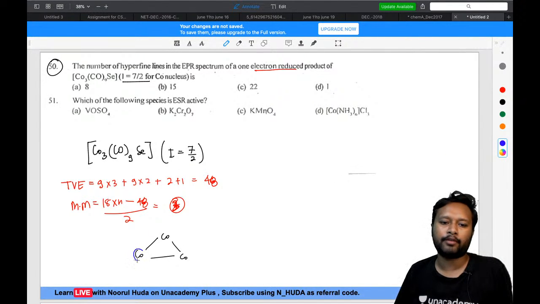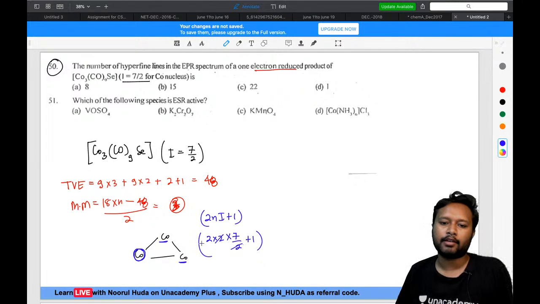Now if you are talking about one of the cobalts, it is going to split because of the other two cobalts, because they are attached to it. So use this formula 2NI plus 1, N value will be 2 here. Why? Because one of the cobalts is attached to two different cobalts. I value is 7 by 2 and plus 1.